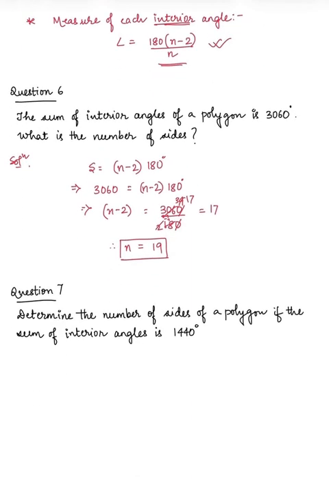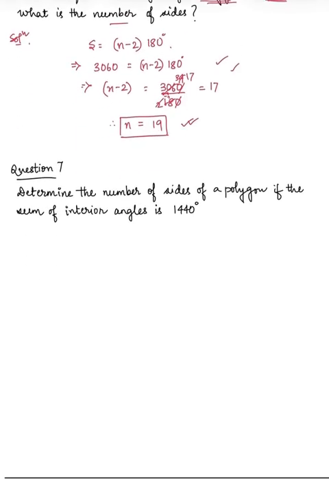Let's solve this question, that the sum of interior angles of a polygon is 3060. So what's the number of sides? We know that the sum is n minus 2 into 180 degree. So we can just solve this. That will give us that n is 19.